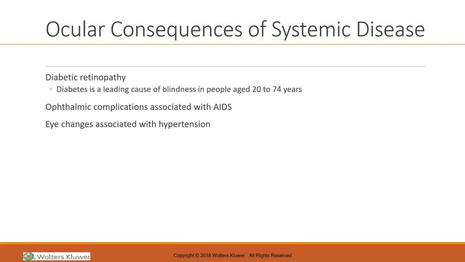Persons who have been diagnosed with HIV that then progress on to AIDS can also experience ophthalmic complications. And then certainly hypertension is called the silent killer for a reason. It's very deadly, but not only deadly, as it also increases morbidity. And one of those problems can be with eye and vision.